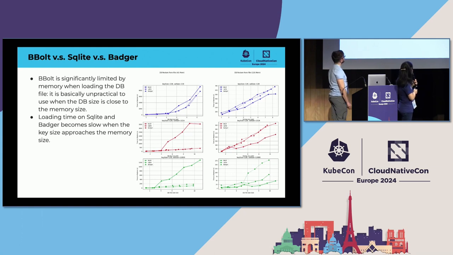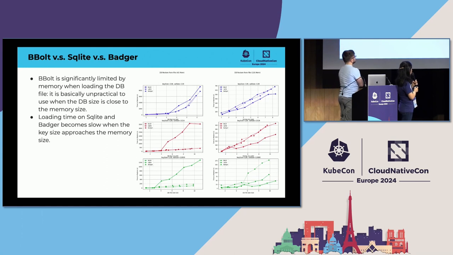And this is another important benchmark. So this is when you load a DB file directly, when you start a database directly from already existing database files, how long it takes for the server to boot up. So for Badger and SQLite, it's pretty much linear with the size of the DB file. But one interesting thing to see is for BBolt, when the memory is small, once the total DB file size is close to the memory size, it takes forever to load the database from the file. And in a lot of cases, it takes hours to wait for the server to start up.